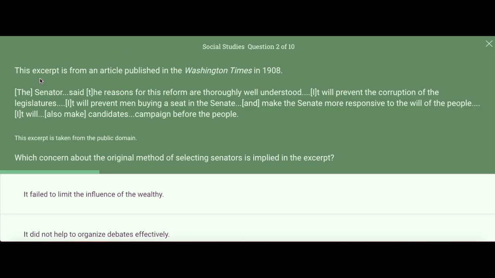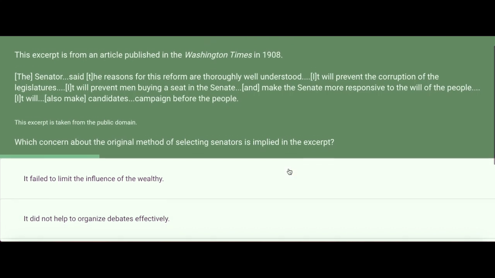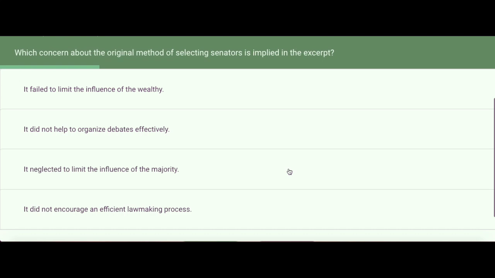Question 2. This excerpt is from an article published in the Washington Times in 1908. The senator said, "The reasons for this reform are thoroughly well understood. It will prevent the corruption of the legislatures. It will prevent men buying a seat in the Senate, and make the Senate more responsive to the will of the people. It will also make candidates campaign before the people." Which concern about the original method of selecting senators is implied in this excerpt? A. It failed to limit the influence of the wealthy. B. It did not help to organize debates effectively. C. It neglected to limit the influence of the majority. Or D. It did not encourage an efficient lawmaking process.